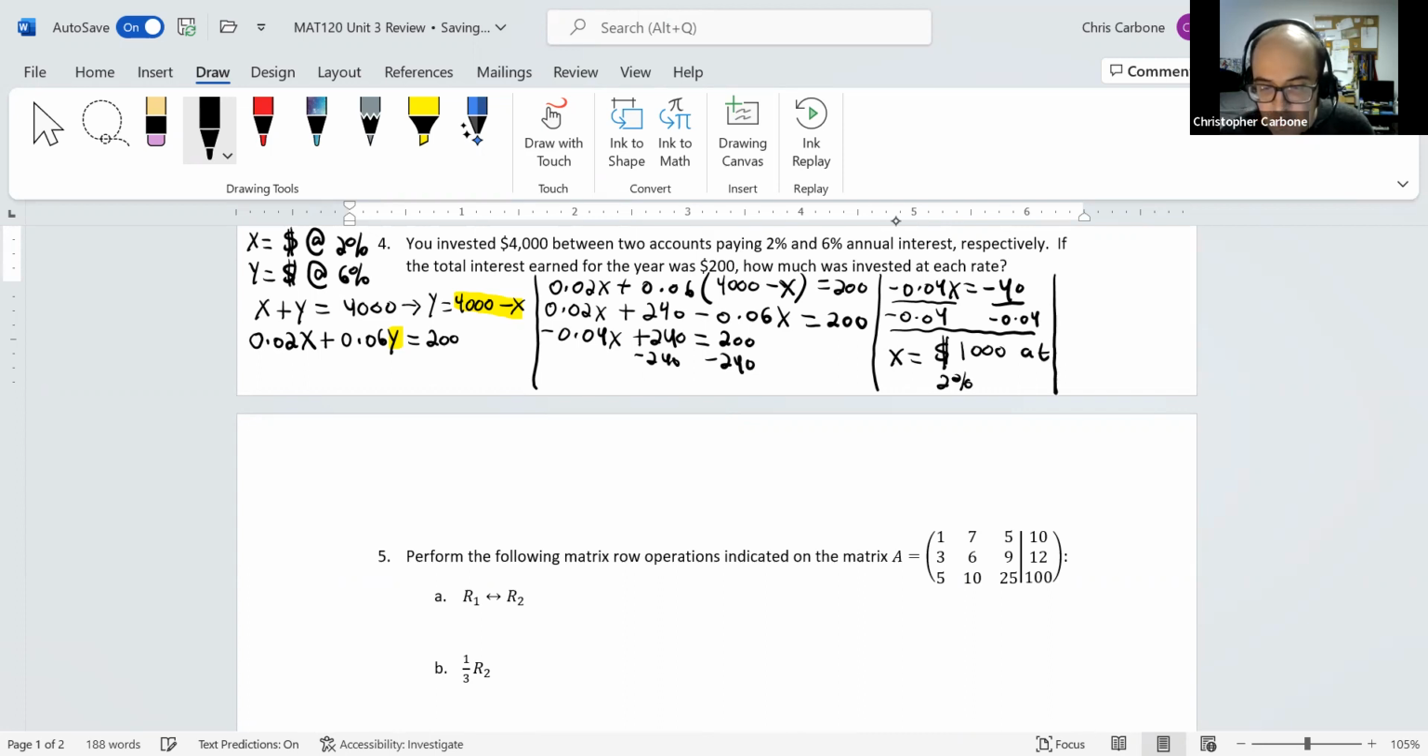To get the value of Y, we just do that 4,000 minus 1,000 from this equation we solved. So Y would be 4,000 minus 1,000, which gives us $3,000 at the 6% interest.